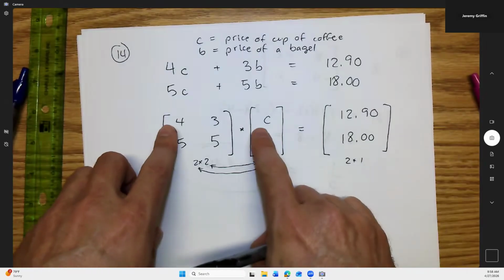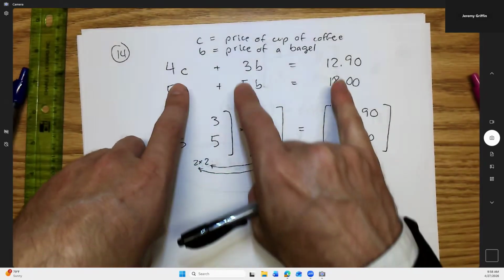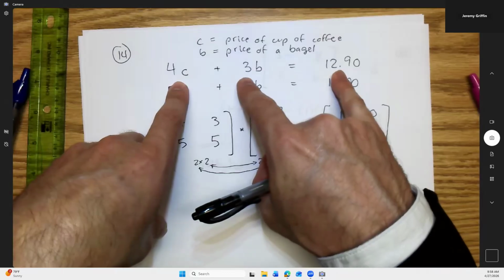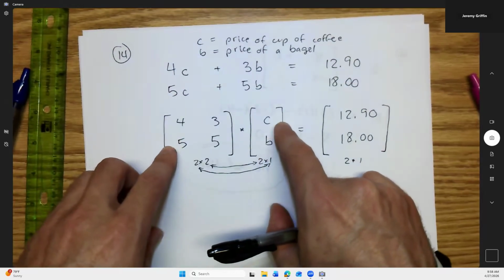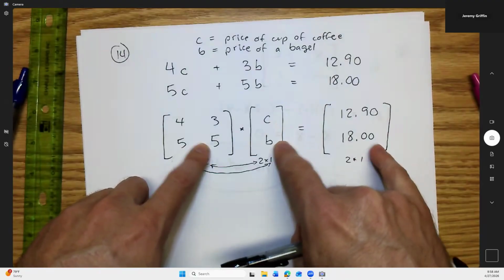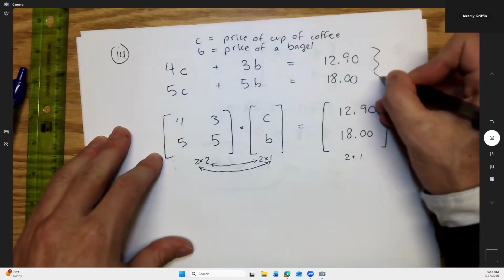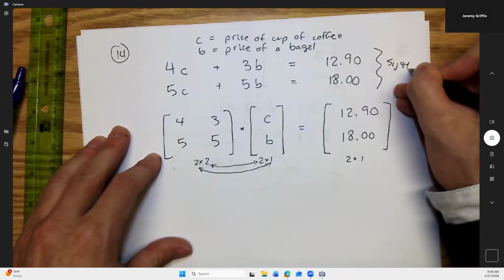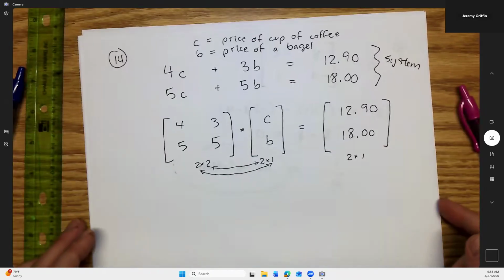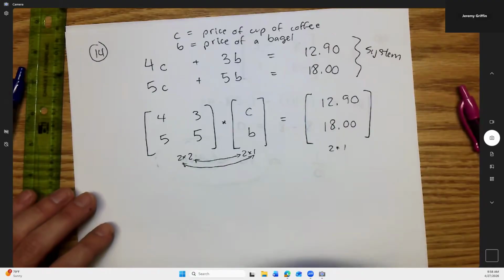Okay, I got 4C plus 3B equals 12.90. Hey, that's what this equation said. How about the rest of this? 5C plus 5B equals 18. Oh, that's what this equation said. So you guys see how this system of equations can be exactly represented by this matrix setup? Okay, so now what?